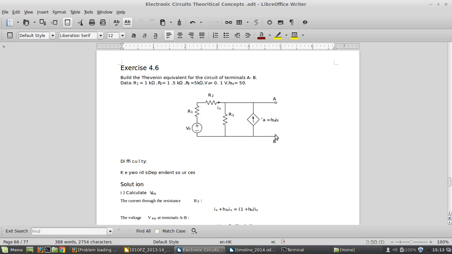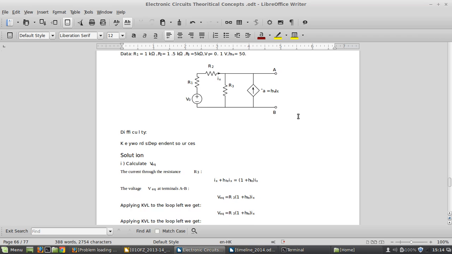After getting the equation, I solve it and find the value of Ix. After getting Ix, I find the value of Iz, and finally I get V, because when I get Iz, I can immediately substitute using Ohm's law and get the value of V. Now let's begin exercise number 4.6.